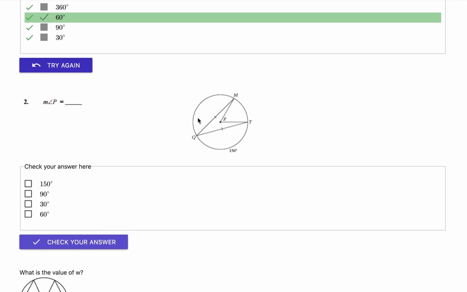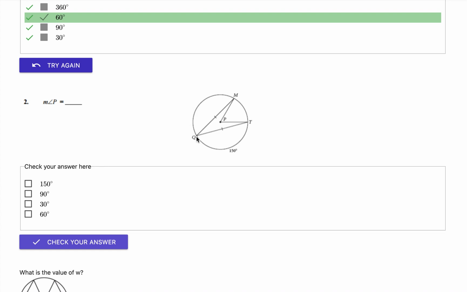What we see here is a chord MQ that is congruent to a chord QT. We see that this arc is 150 degrees. What do you think the measurement of angle P is? So let me help you through this process a little bit. If we know that arc TQ is 150 degrees, and we know that chord TQ is congruent to chord QM, we also know that this arc is congruent as well, making arc QM 150 degrees.